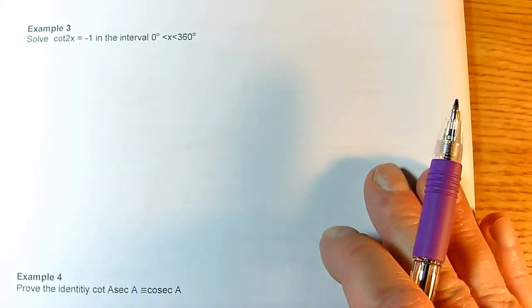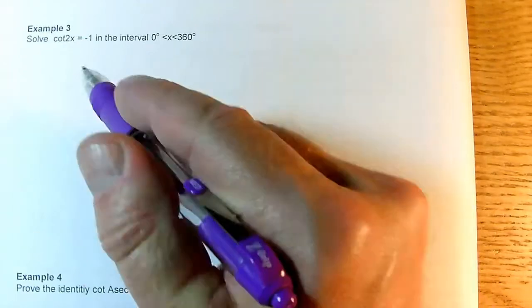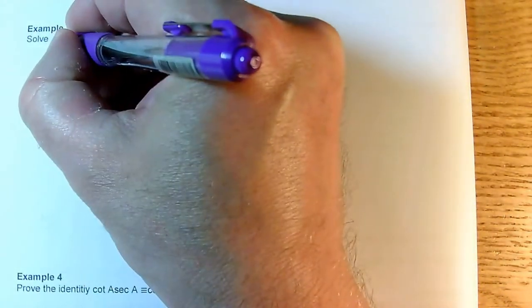Okay, we're solving a trig equation. This is largely revision of what you did in Core 2, but now we've got one of the new flavoured trig functions. We've got a cot. So the first thing we do is we decode it, okay?